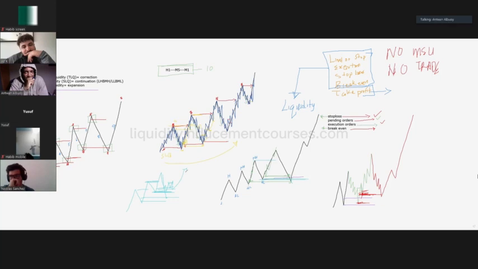Yeah, because price could miss this POI right here and then just come down here and then go up, right? Yeah, man.